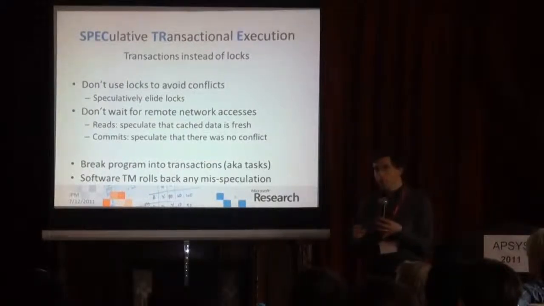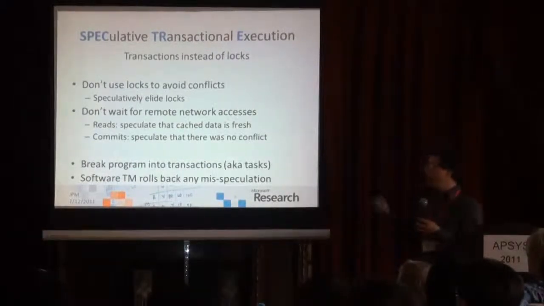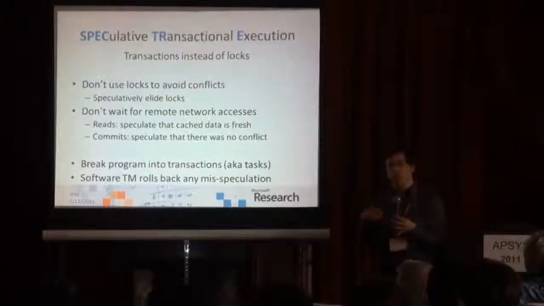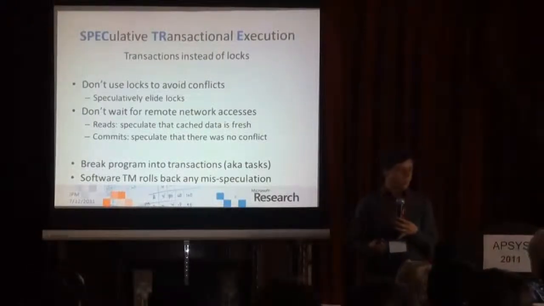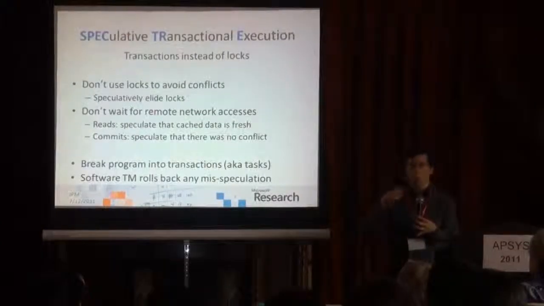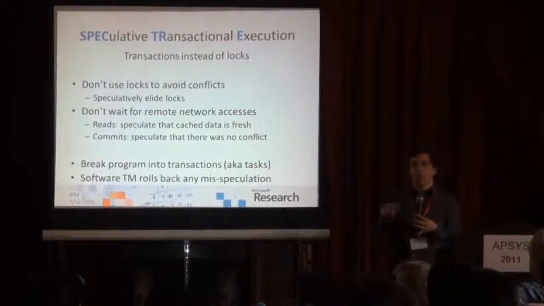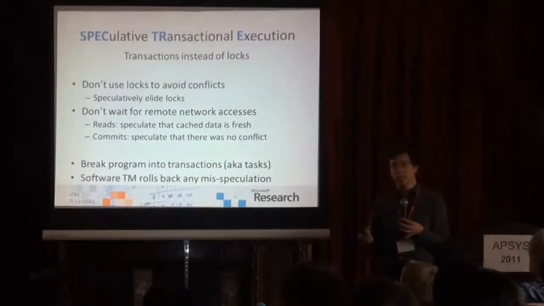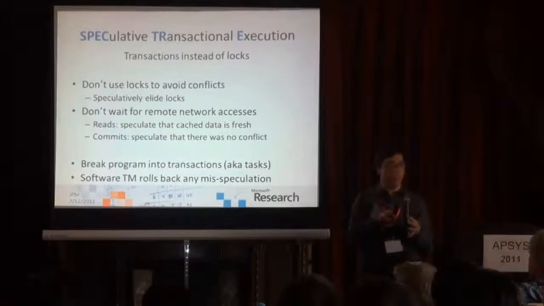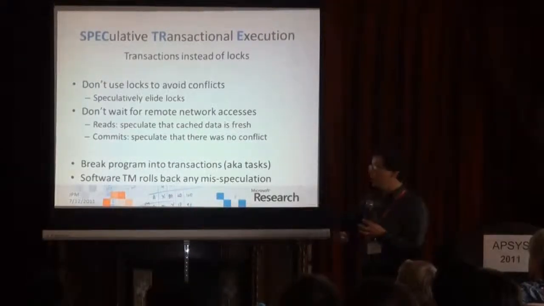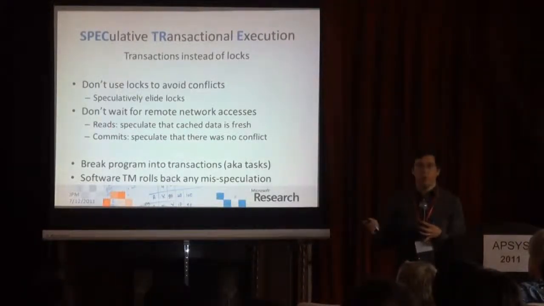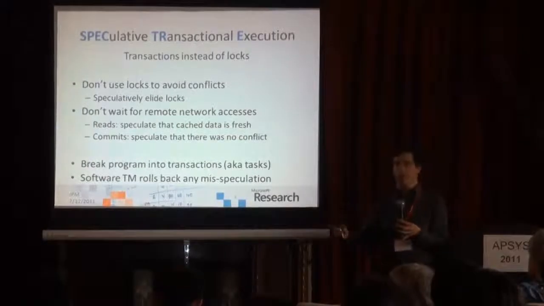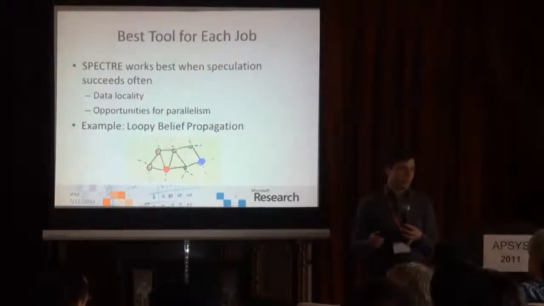We can use the same trick of speculation to do other things. For example, and I'll show you this later as well, we can actually also speculate past the commit point. So what this means is that when we write data, we can just speculate that there was no conflict and move forward. So the way you use a system like this is you break your computation into a number of transactions, which we call tasks here in this talk, and then we're going to use software transactional memory to detect any misspeculation and then roll back when necessary.